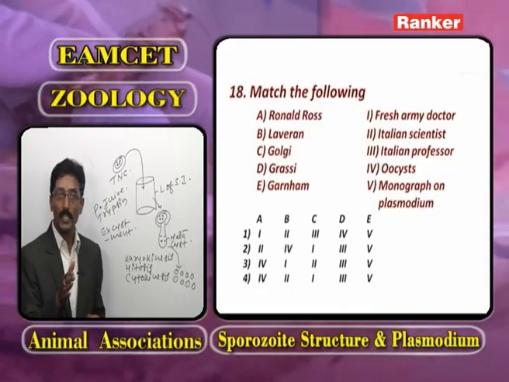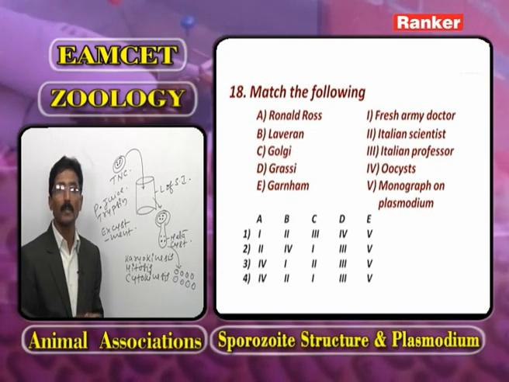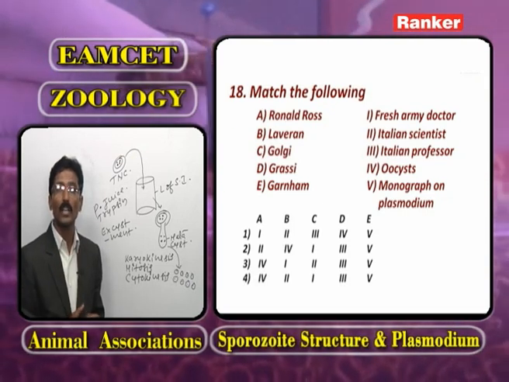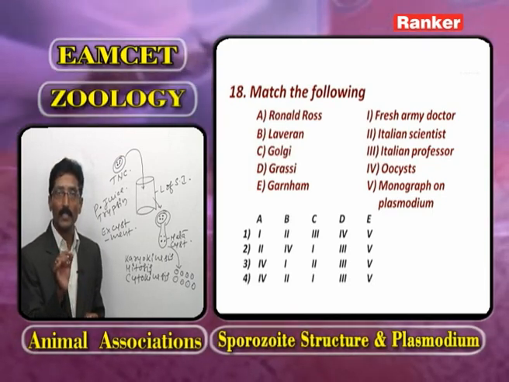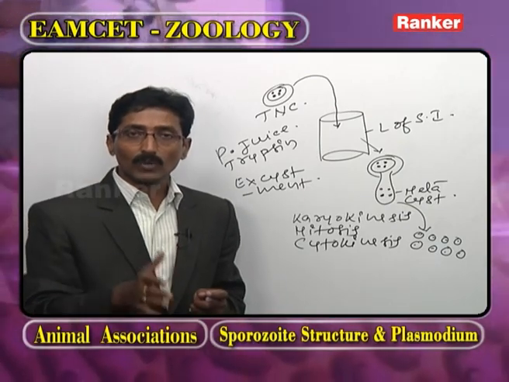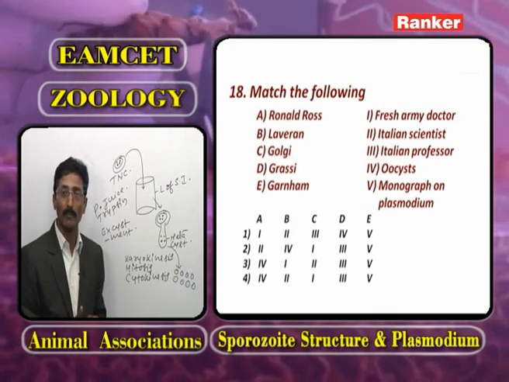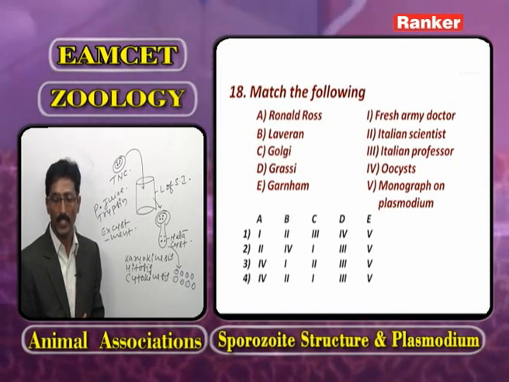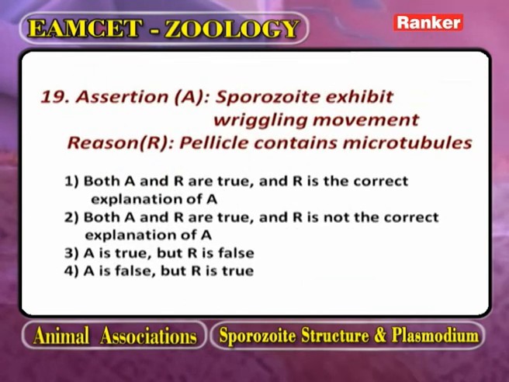What about Golgi, Italian scientist? He explained Plasmodium present in the RBC. He explained the erythrocytic cycle. It is also called the Golgi cycle. What about Grassi, Italian professor? He explained the life cycle of Plasmodium vivax in the female Anopheles mosquito. What about Grahams? The complete monograph of Plasmodium was given by Grahams. Based on this information, the correct answer for this question is the third option. Now we move to the next question.